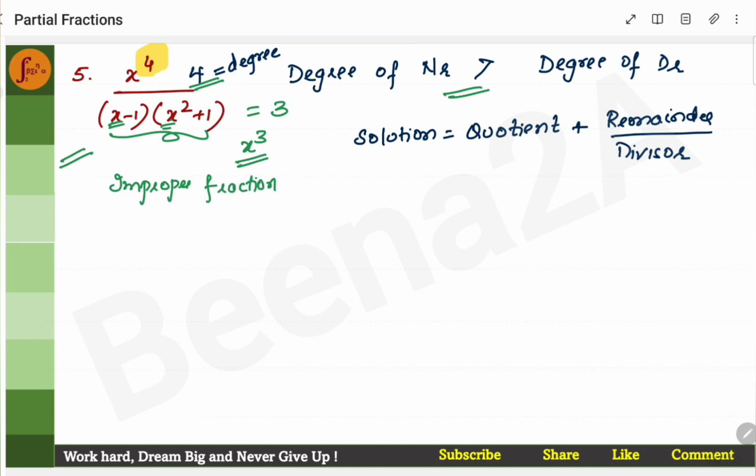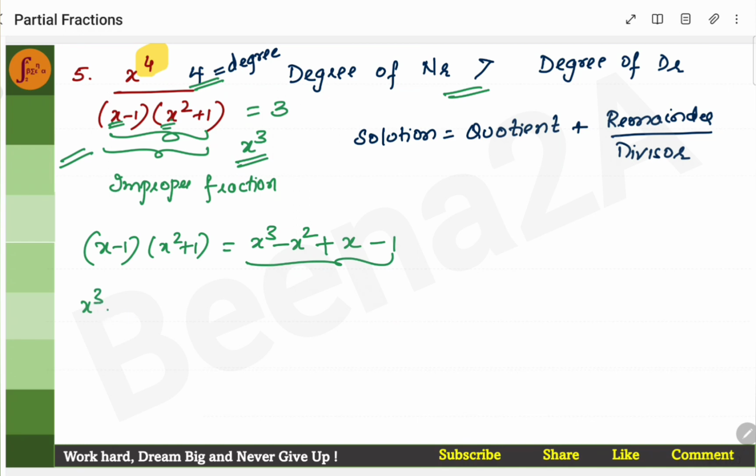Therefore, this becomes an improper fraction. So now we'll solve using division method. So we'll put the divisor. Let's multiply this entire thing because we cannot put two terms in the divisor. So we have to multiply this entire thing, which is nothing but x cube minus x square plus x minus 1. x square into minus 1 is x square. 1 into x is plus 1x. 1 into minus 1 is minus 1. So this is the divisor.